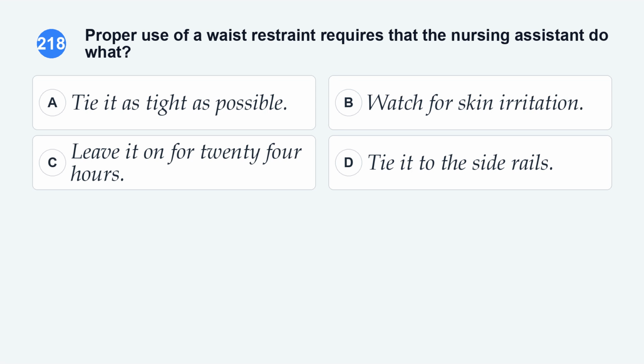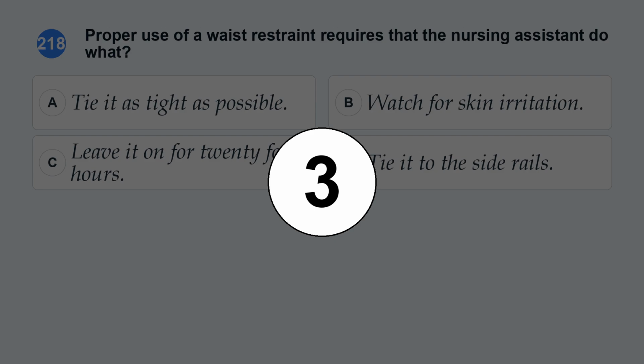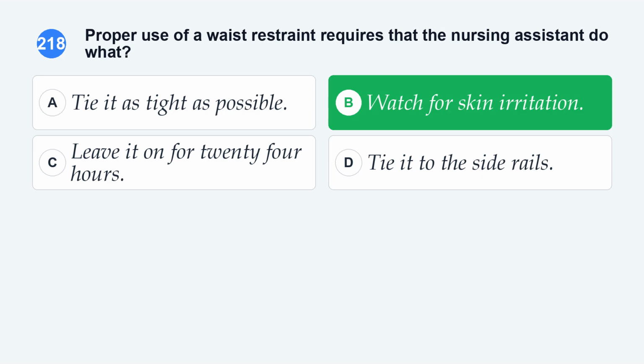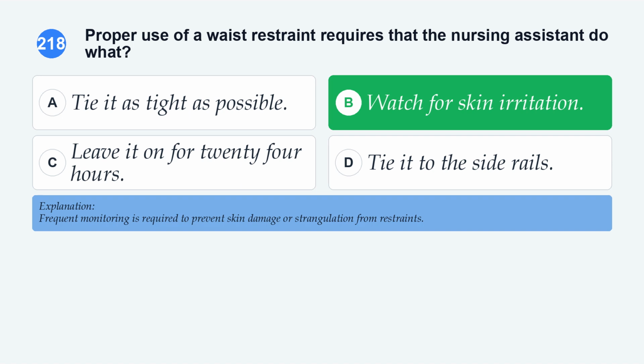Option A, tie it as tight as possible. Option B, watch for skin irritation. Option C, leave it on for 24 hours. Option D, tie it to the side rails. The correct answer is option B, watch for skin irritation. Explanation. Frequent monitoring is required to prevent skin damage or strangulation from restraints.